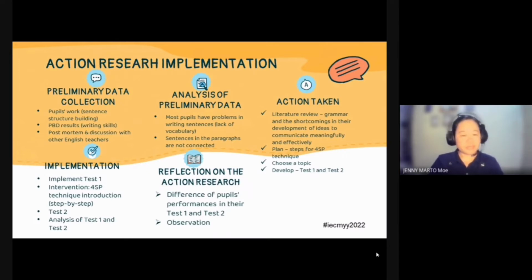For my implementation, I implemented test 1 before the intervention, and after that, I have a series of interventions to introduce the 4SP technique step by step according to the pace of learning of my pupils. Then I proceed with my test 2, analysis of test 1 and test 2. And for my reflection of this actual research, I will do it mainly from the difference of pupils' performance in their test 1 and test 2 and based on my observation.